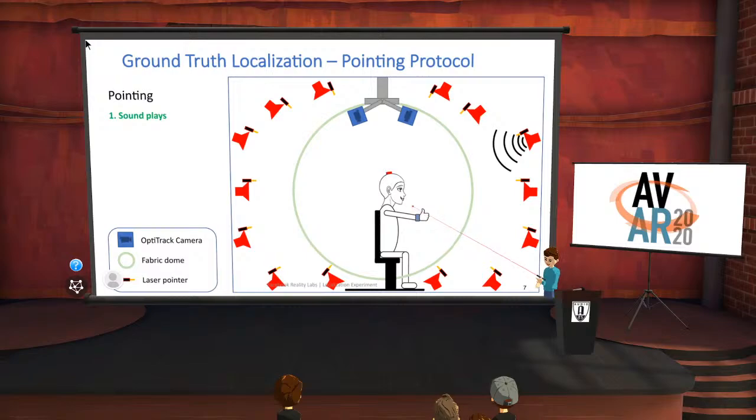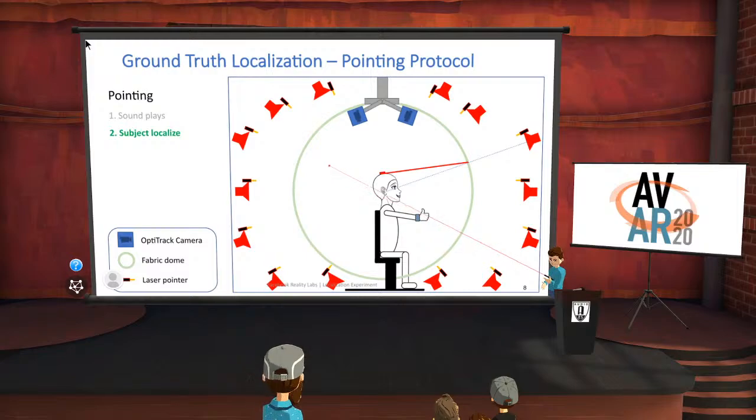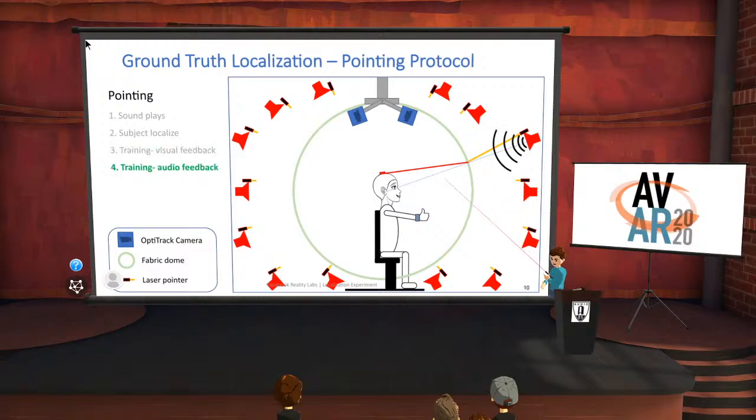Then sound starts playing from one of the loudspeakers, and after the sound is played, the subject needs to point with a head-mounted laser to the direction where he perceives the sounds coming from. And this can be repeated as many times as we like, and for whatever loudspeakers. For training purposes, we have visual feedback from the laser pointer on the loudspeaker, and we also have audio feedback from the loudspeaker itself. So this is how the training goes.